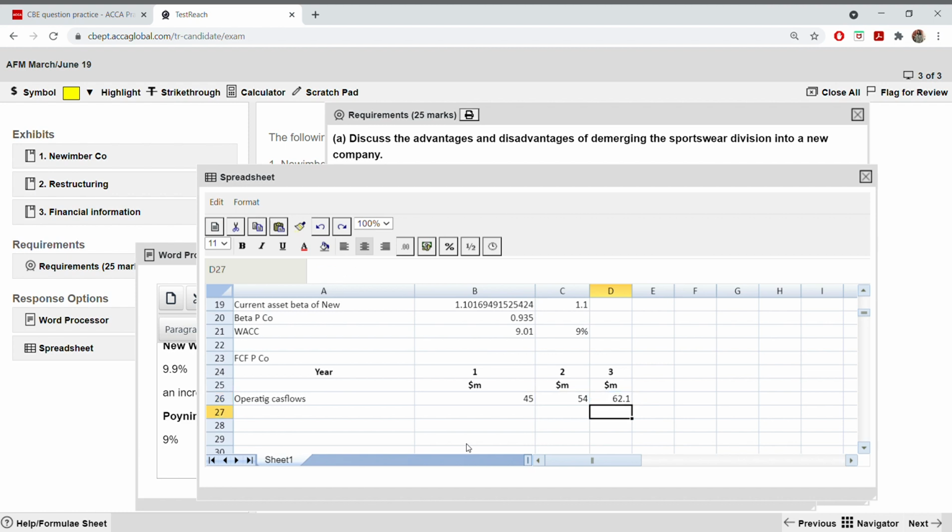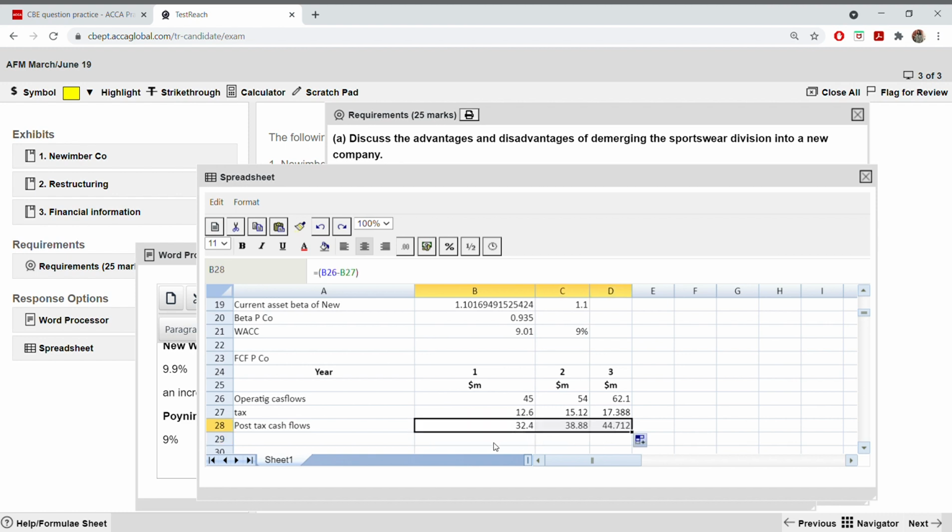62.1. Now tax. After operating cash flow is tax. Tax is 28%. So tax you don't have to worry. Just take 28% multiplied by this. This you can drag it to the other cells because each year tax is 28% only. Next, post-tax cash flow, after tax. Or you can write after tax cash flows. Just deduct the tax and you can just drag it to the other cells.